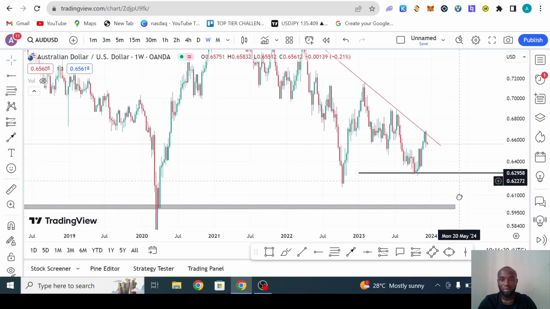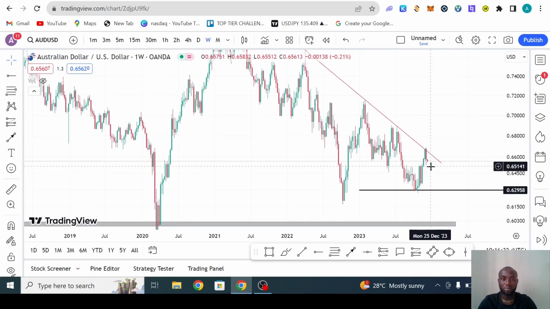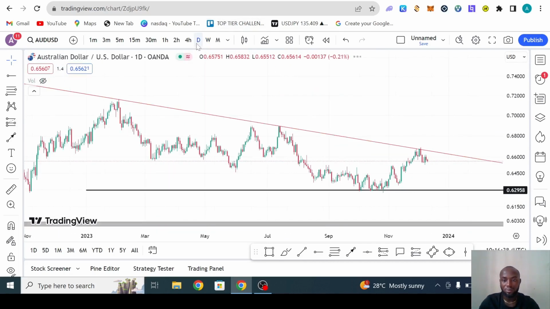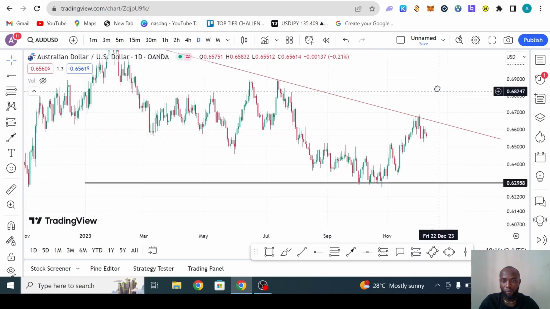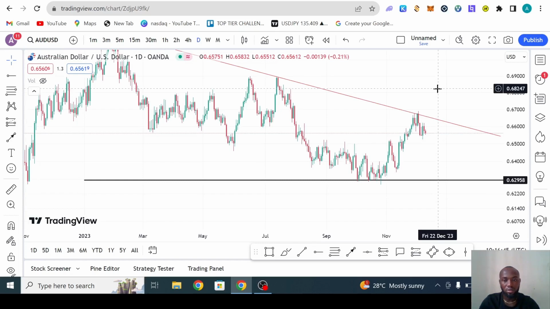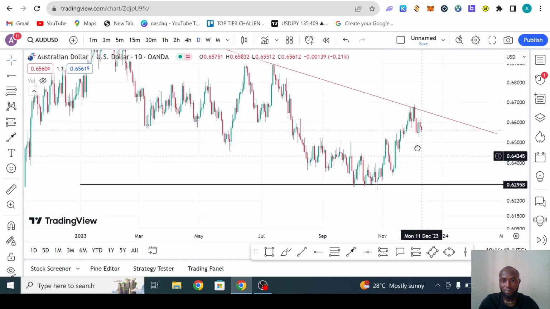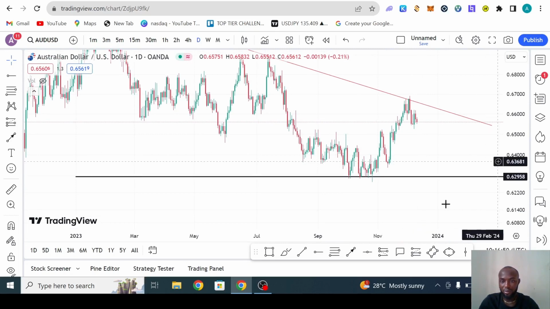So I want you to pay very close attention to how the market moves, but we are not going to be entering on this time frame, which is the weekly time frame. You have to come to the daily time frame. In the daily time frame, what are you seeing? As you can see here, this is AUD USD. See what is happening.